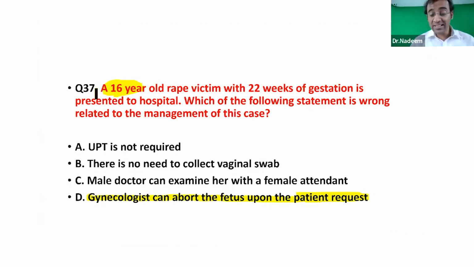A male doctor can examine her with a female attendant. Yes, this is also right only, no? I'm asking which one is wrong. No, Dr. Gokul. At age 18 or more, a female can give consent. If the age is less than 18, she will be considered a minor. So the wrong one will be D. The age is 16 only. Next.